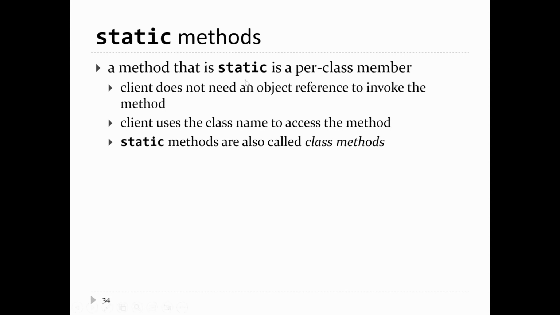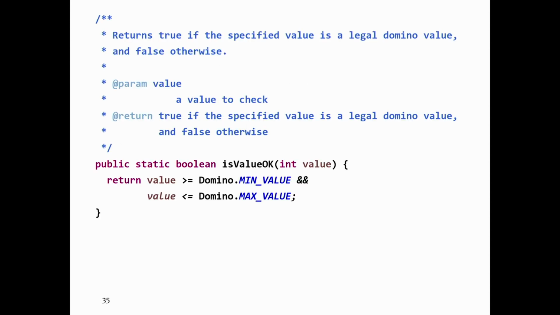So just recall that a static method is a per class member, right? So in other words, static methods belong to the class. You don't associate a static method with individual objects. So you don't need a reference to call the method. Instead, what you use is the name of the class. Static methods are sometimes called class methods in Java, right? So the emphasis on class, because the methods are associated with the class, not objects.